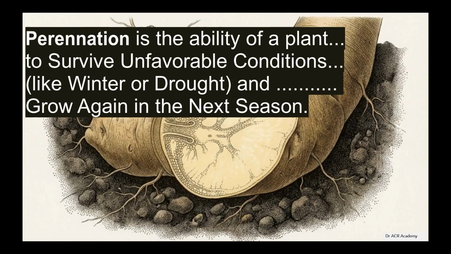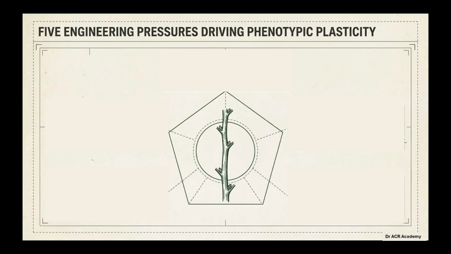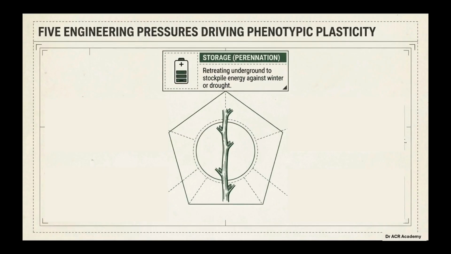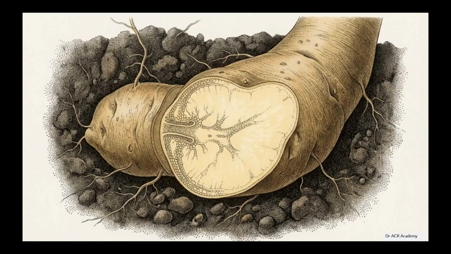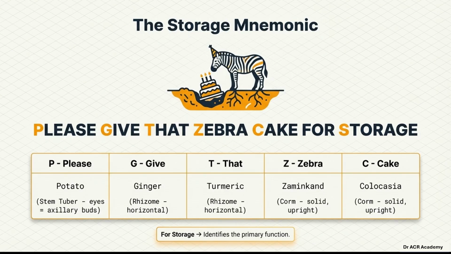Okay, let's kick things off with the modifications that happen underground, specifically for storing food. And to make sure this stuff sticks in your brain forever, we're not just going to learn it, we're going to use a secret code. And here it is. You ready? Say it out loud with me. Please give that zebra cake for storage.